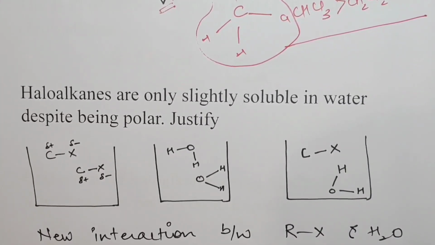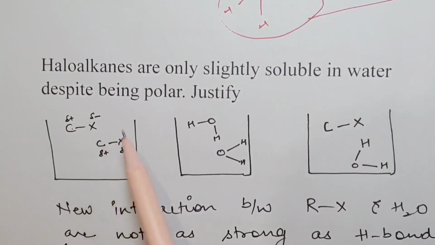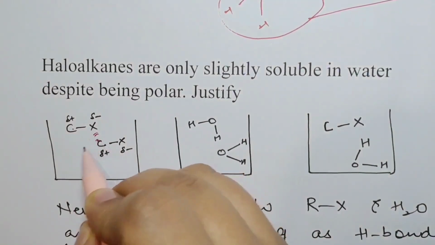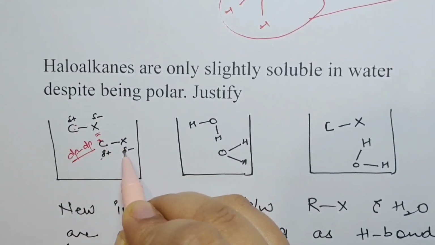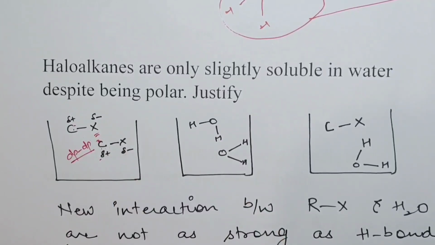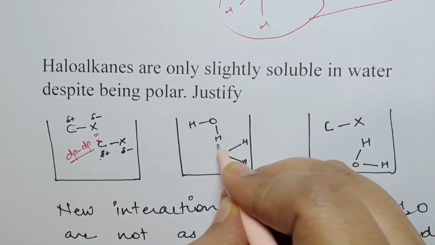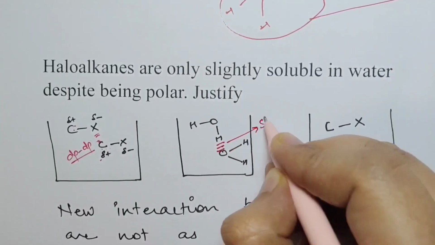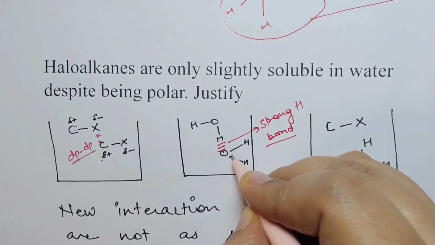Haloalkanes are only slightly soluble in water despite being polar. Justify. Okay, so these are haloalkanes and the interaction between them would be dipole-dipole interaction, because there's a dipole between the carbon and the halogen atom. Water, the intermolecular interaction between water molecules would be a strong hydrogen bond. Okay, so this interaction is much stronger.